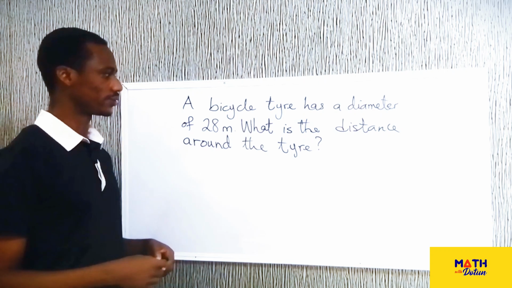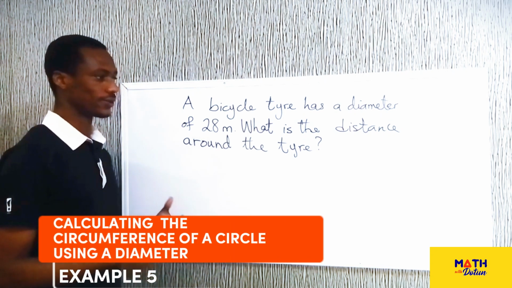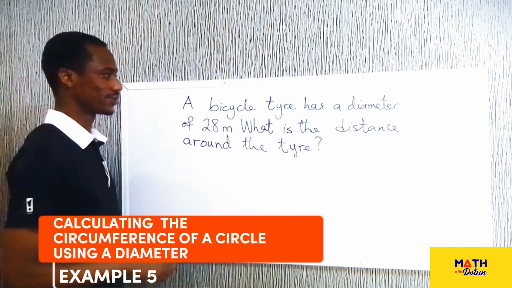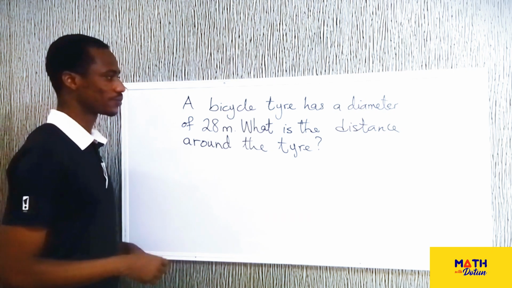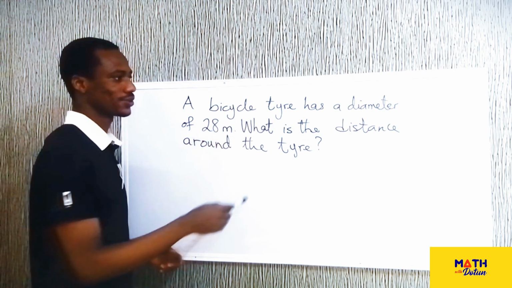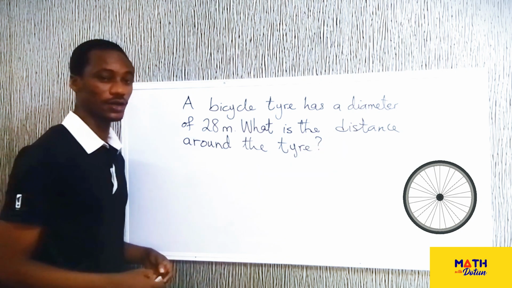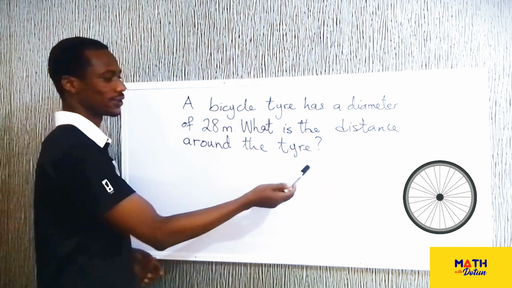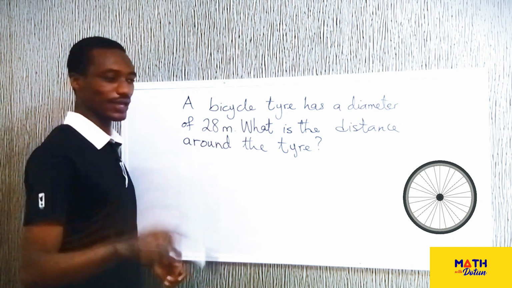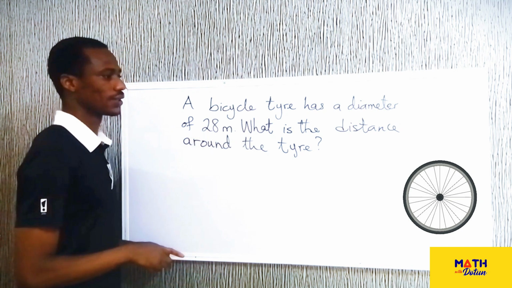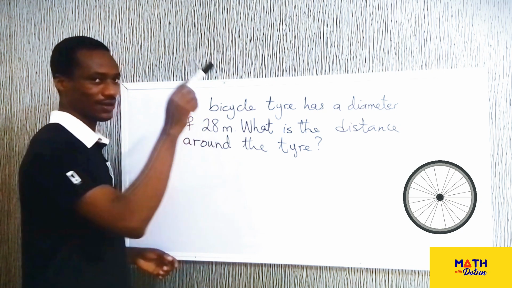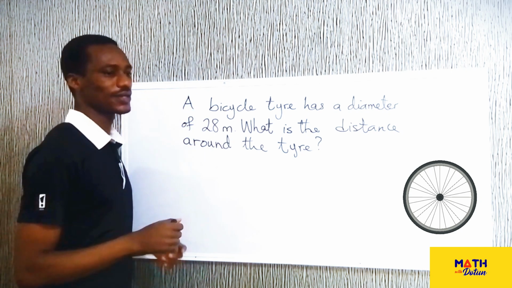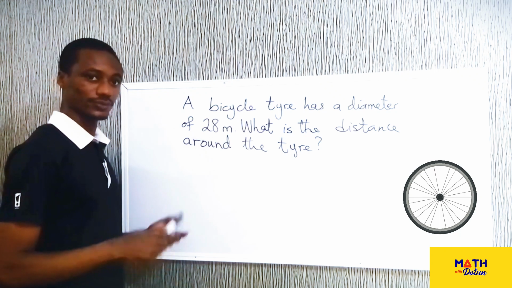Alright, so we have a question on the circumference of a circle, but this is an applied question, a real life application of it. A bicycle tire has a diameter of 28 meters. What is the distance around the tire? You know that the tire is circular, and when you ask for the distance around a circular object, you're asking for the circumference of that circular object.